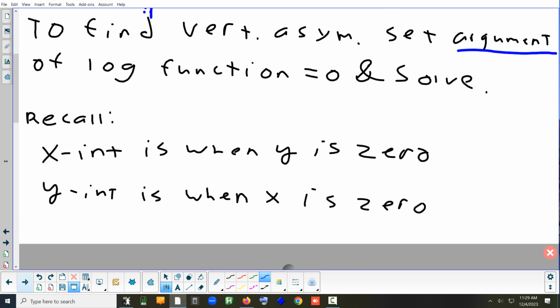So just a couple of reminders about how you find intercepts. The x-intercept is where the y value is 0. Think of any point along the x-axis. Y is 0. The y-intercept is when x is 0. Think of any coordinate on the y-axis. The x value is always 0.